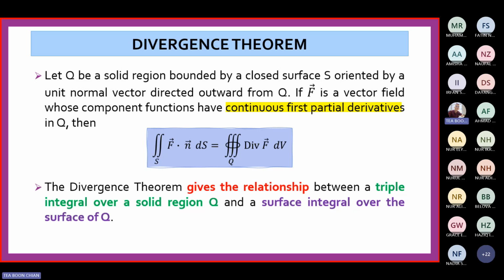Remember, the divergence symbol is del dot F. Just in case you've forgotten the meaning of divergence, divergence is actually gradient dot F. Do you still remember what the gradient is? Gradient is actually del over del x, del over del y, del over del z.